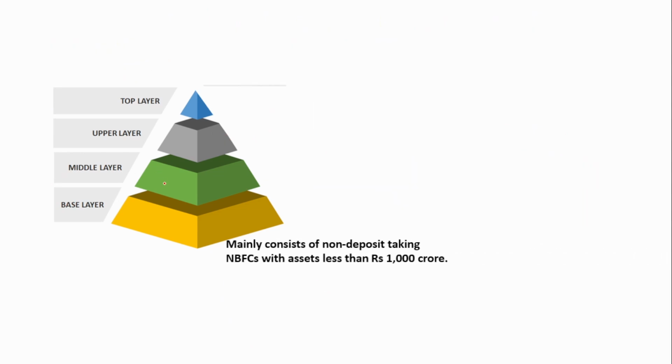So if you see, in the base layer, it mainly consists of non-deposit taking NBFCs with assets less than 1000 crore. We know that among the various types of NBFC, one category is deposit taking NBFC and another is non-deposit taking NBFC. The deposit taking NBFCs can only get term deposits from the customers, not demand deposits.